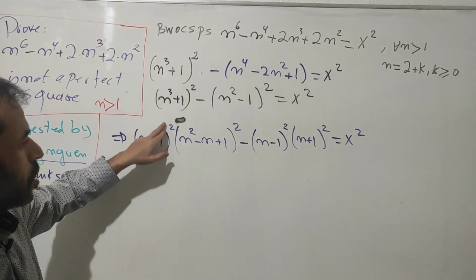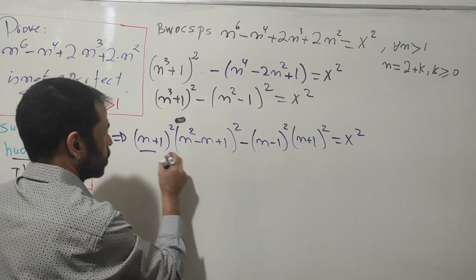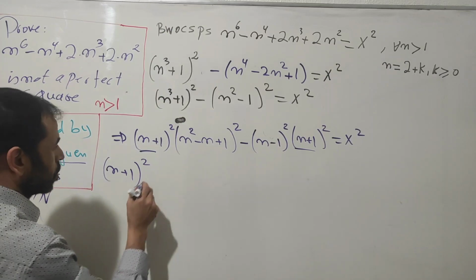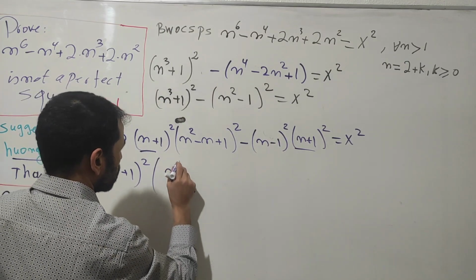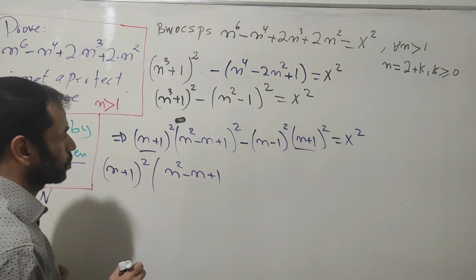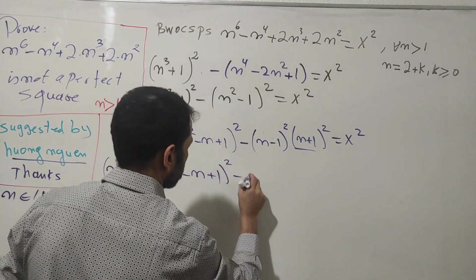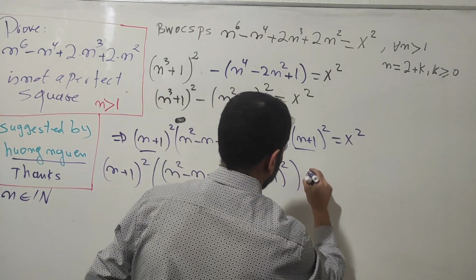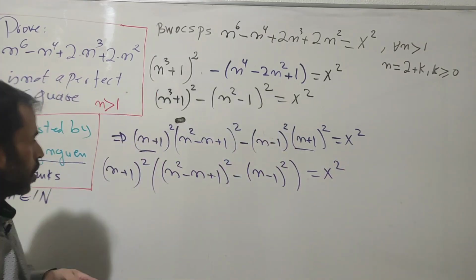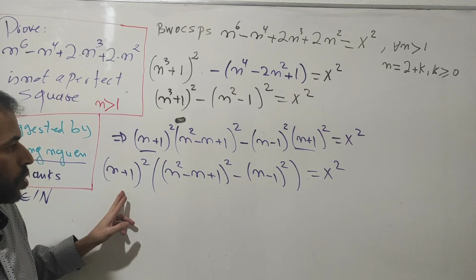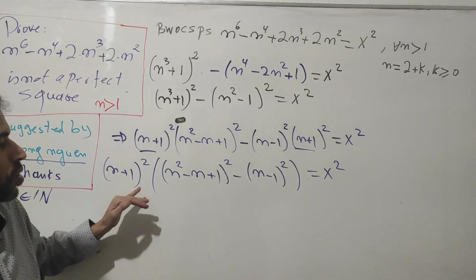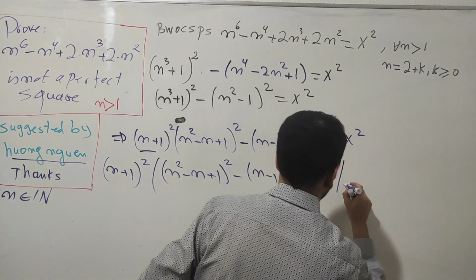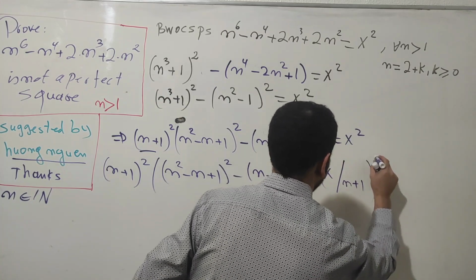Since we get n plus 1 squared in each term, I'm going to take it as a common factor. So n plus 1 squared times n squared minus n plus 1 squared minus n minus 1 squared equals x squared. Since n plus 1 is not equal to 0, I'm going to divide both sides by n plus 1 squared. So x becomes x over n plus 1, all squared.